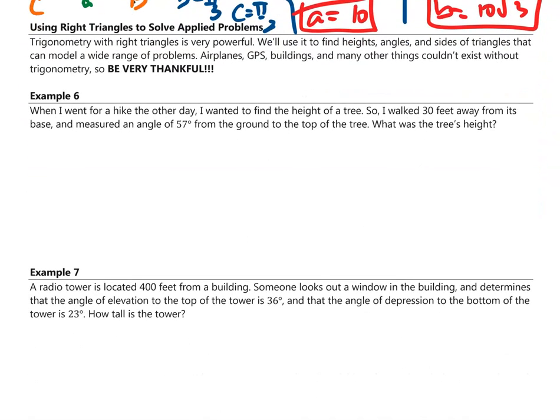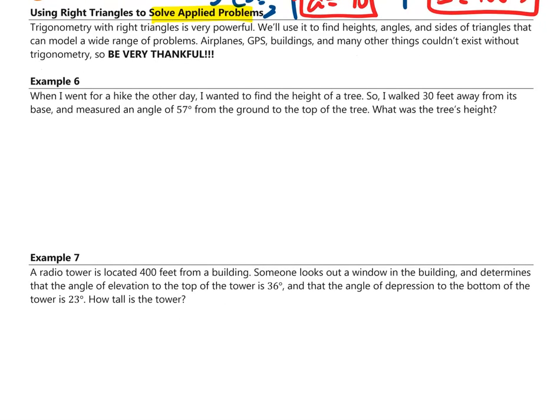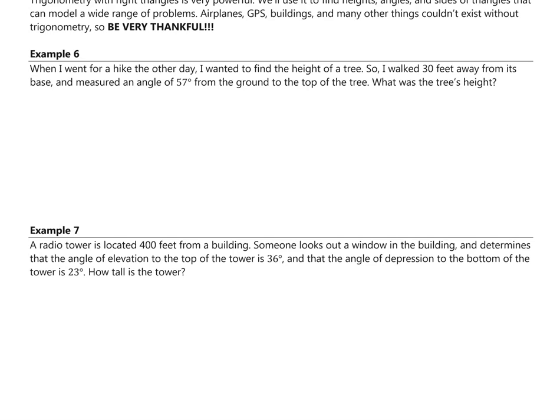Next, using right triangles to solve applied problems. Trigonometry with right triangles is very powerful. We will use it to find heights, angles, and sides of triangles that can model a wide range of problems, like airplanes, GPS, buildings, and many other things couldn't exist without trigonometry. And that's why we are very thankful about it. Okay, so let's try some examples here.